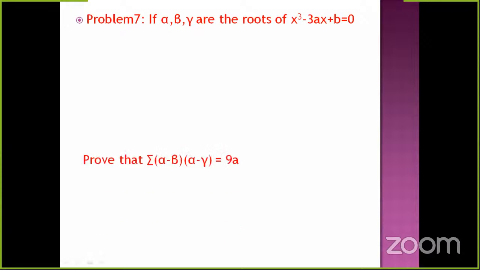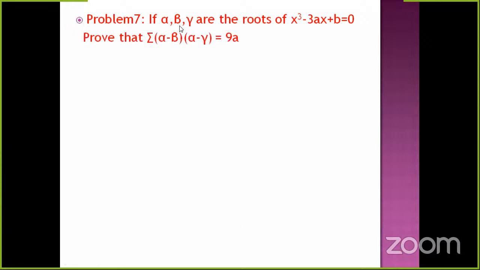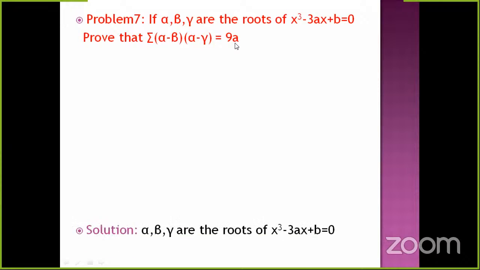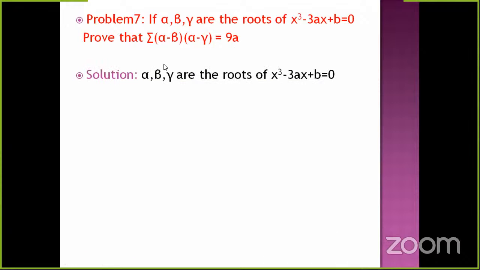Children, this is the most important problem. Okay, see this problem. If alpha, beta, gamma are the roots of x cube minus ax plus b equal to 0, prove that the sum of alpha minus beta into alpha minus gamma is equal to 9a. So, given alpha, beta, gamma are the roots of x cube minus ax plus b equal to 0.